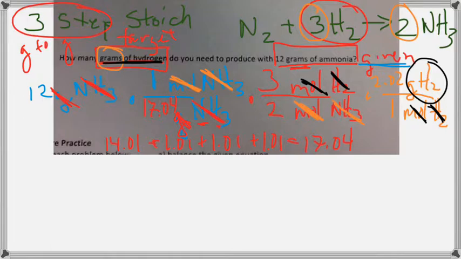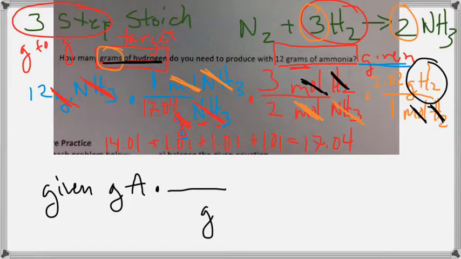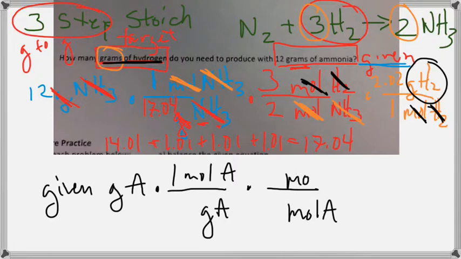So the last point I want to make is that all 3-step stoich problems have the same skeleton, meaning you always have your given grams of substance A. The first step will always be grams of A on the bottom, whatever that substance is, we're just going to call it A, and 1 mole of A on top. Then the second step of a 3-step is always to go from moles of A to moles of whatever the other substance is. We'll say it's B.